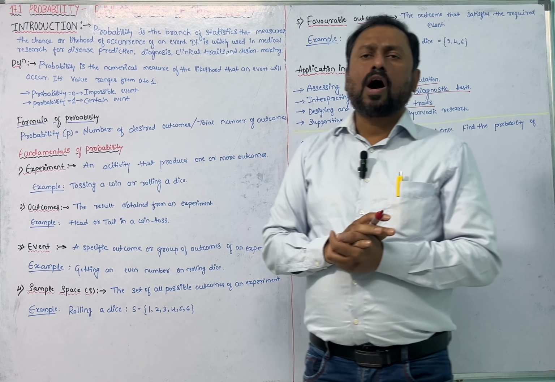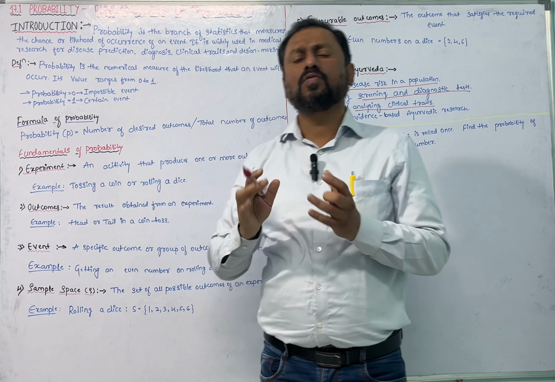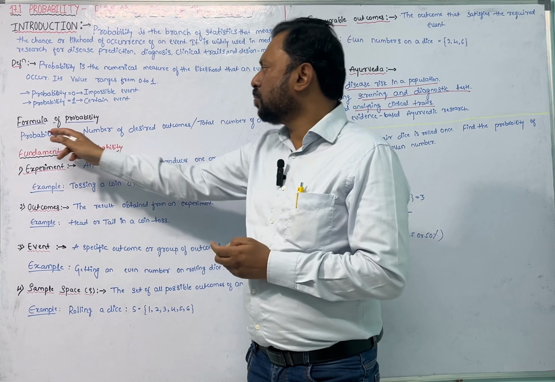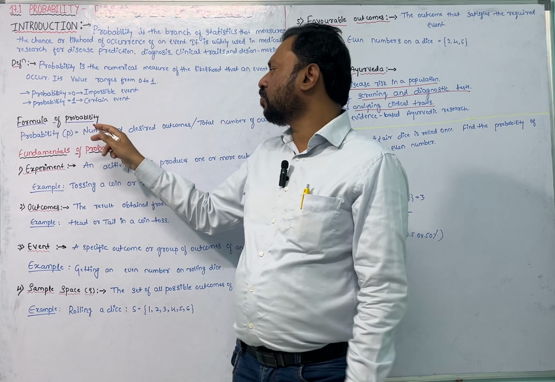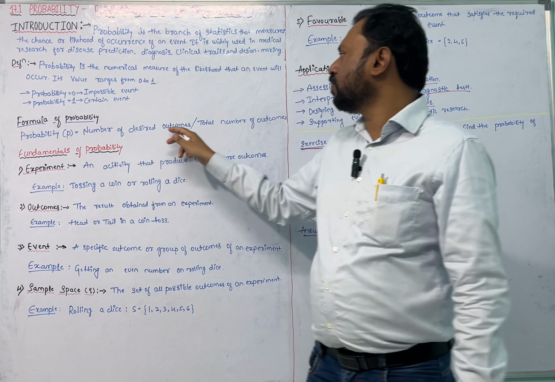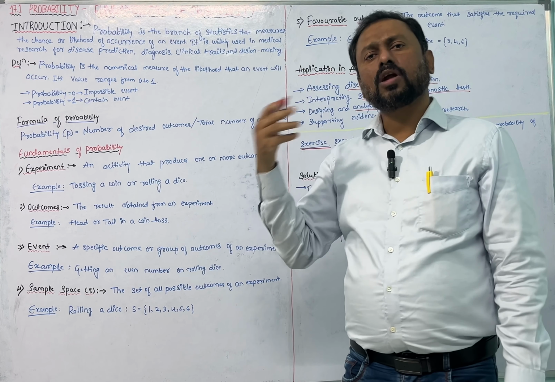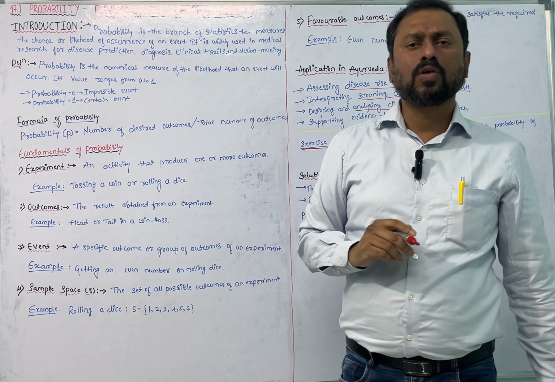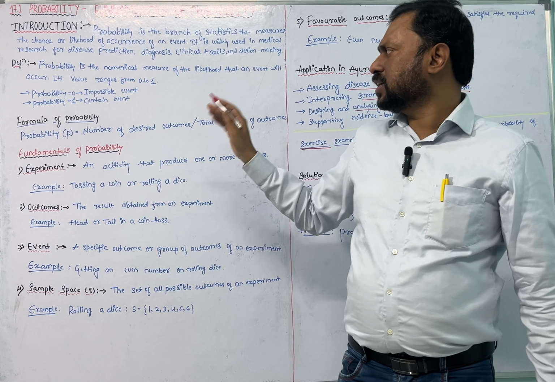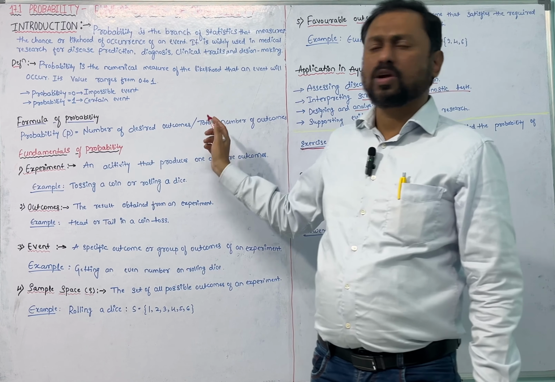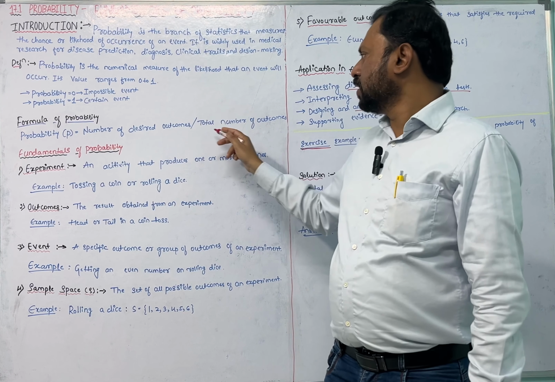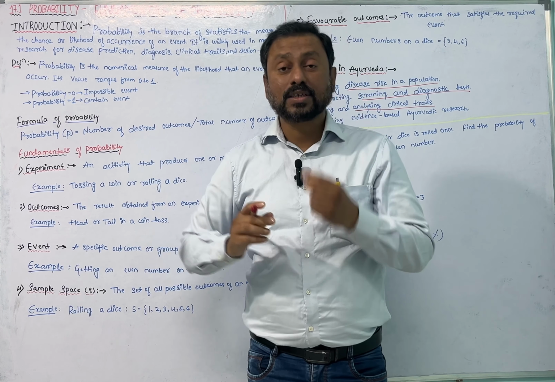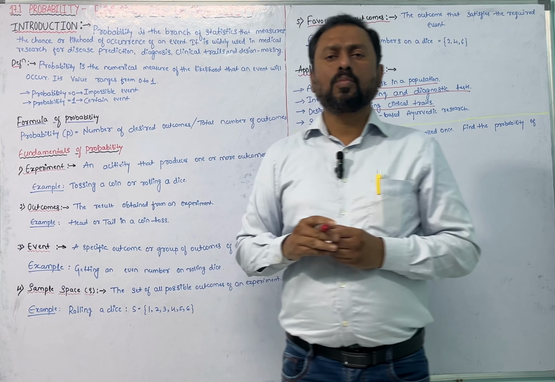Now we will study the formula of probability: from which formula we are measuring the probability. The probability we denote as P. It is equal to the number of desired outcomes divided by the total number of outcomes. We will study this further. Just note down the formula: number of desired outcomes divided by total number of outcomes. This is the formula.